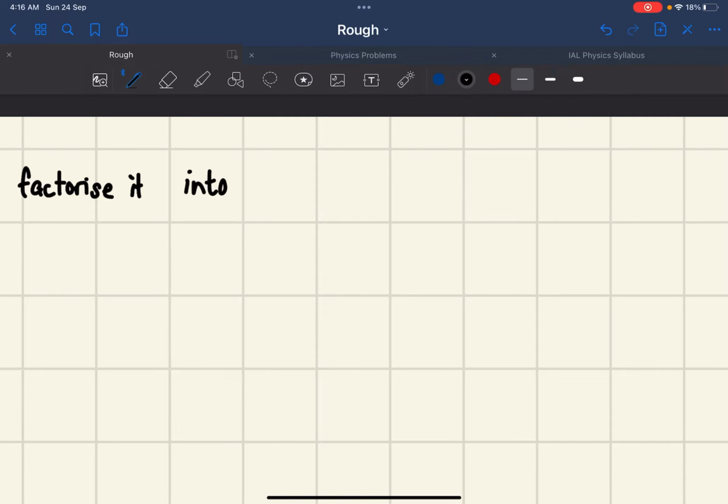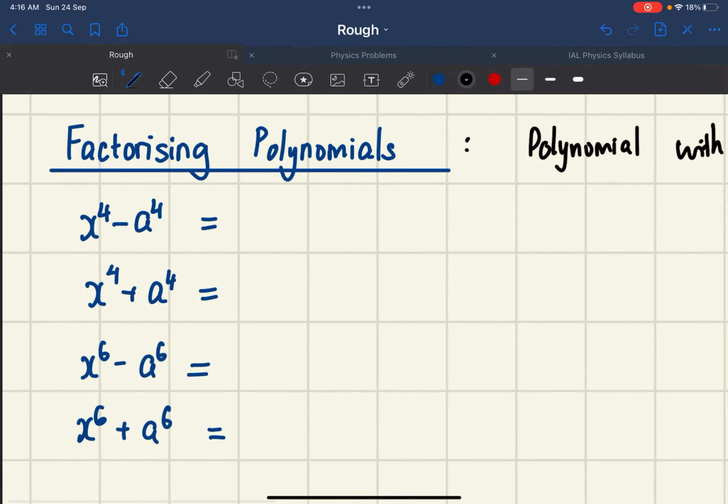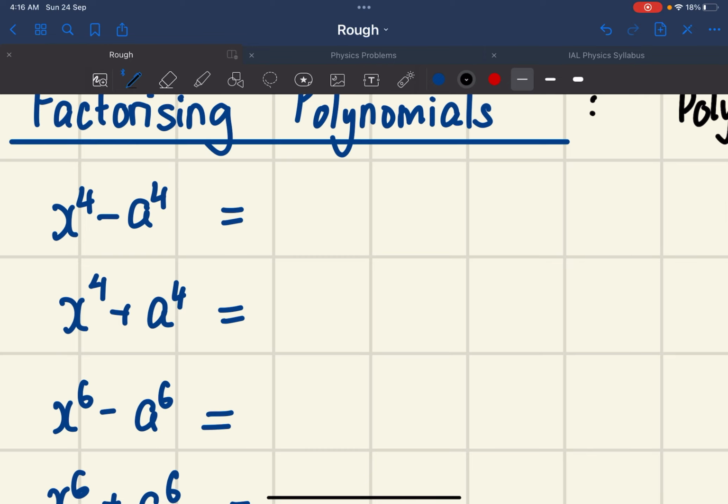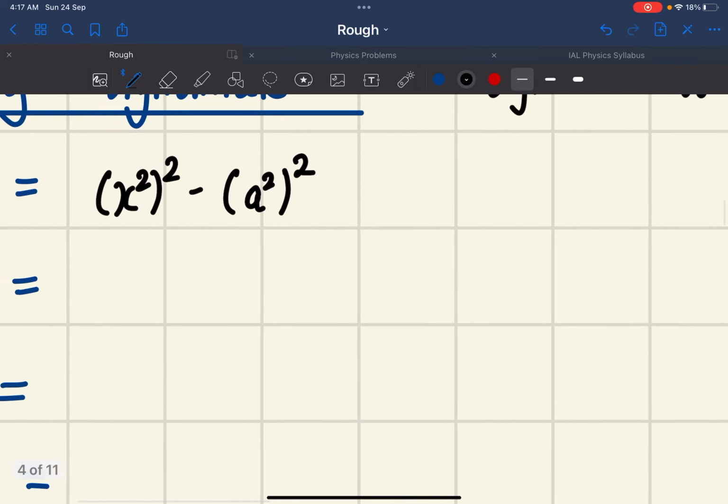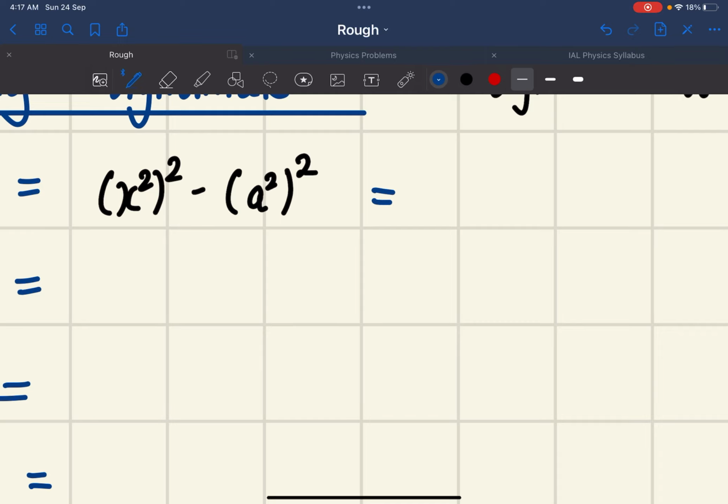I'll show you an example right here, just to show you what I mean. x to the 4 minus a to the 4. How can we factor this, what's this called? Quartic polynomial, because x is to the 4, so quartic. The trick here is to notice that x squared minus a squared, so this is a difference of 2 squares.